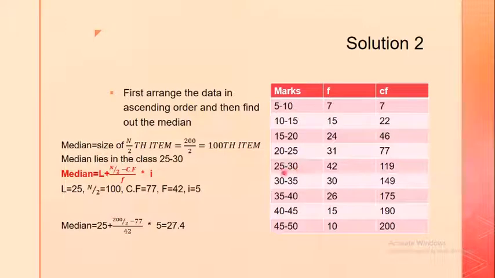So this is selected, and from this we will get our L, and your N by 2 is 100. What about the cumulative frequency? Yes, the cumulative frequency is 77. And what is f? f is 42, simply the frequency corresponding to your median class. And what is i? i is 5. Now you substitute all the values in this formula and you will get the answer as 27.4.